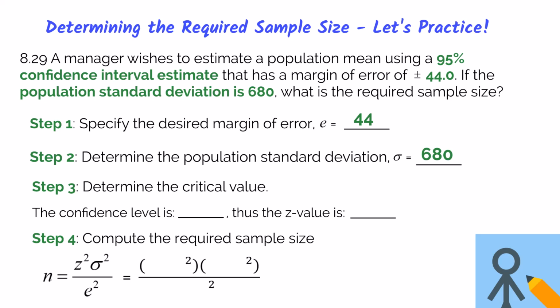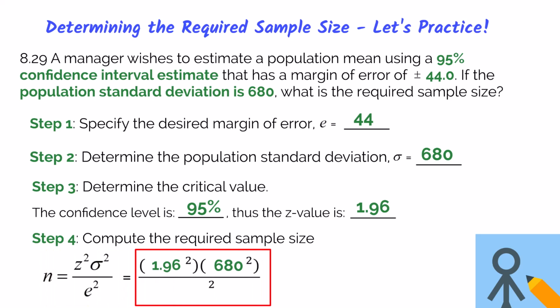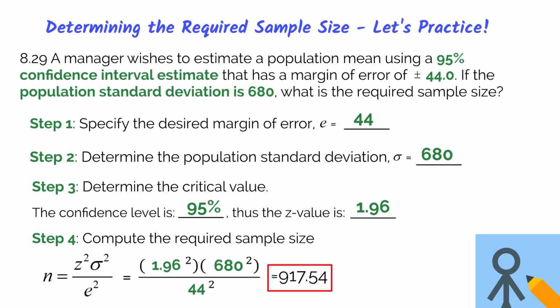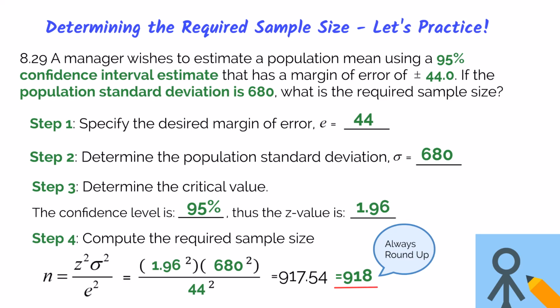Next, we need to determine the critical value. The confidence level is 95%. If we go to our commonly used z-value reference table, we know that is 1.96. Here is our formula again, and we just need to plug in the values. We plug in 1.96 for z and 680 for the population standard deviation. Then we square both of those numbers. In the denominator, we plug in the margin of error of 44 and square that. We plug these into a calculator and we get 917.54. Always remember to round up, and we get a sample size of 918.